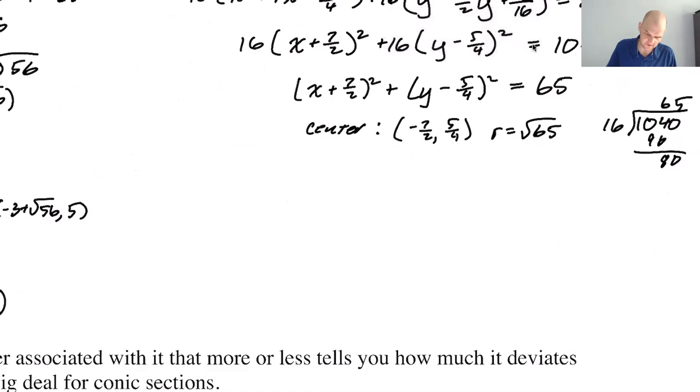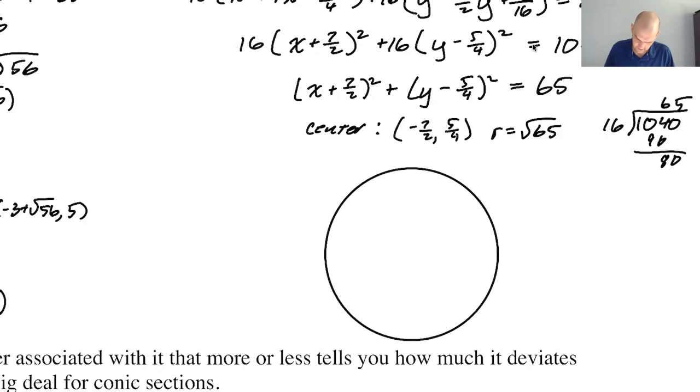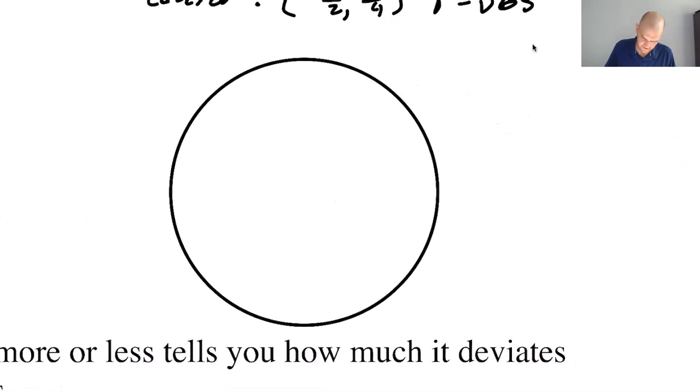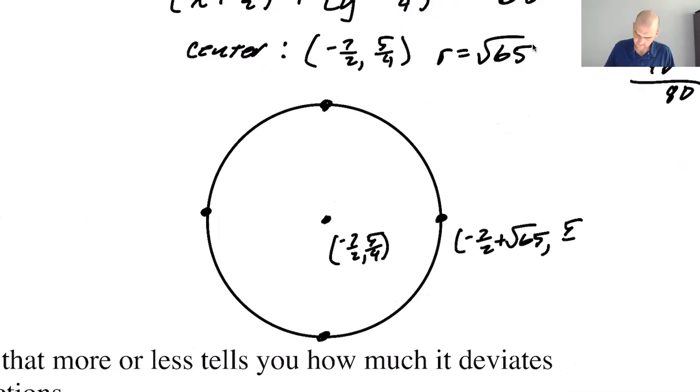Then we're going to do the same thing with the circle, except because I'm going into it knowing that, I'm going to start weird. Make a circle, and then I'll put the center. And the center is negative 7 halves, 5/4. And then I have these points, 2, 3, 4. So in this one, I add the radius to the x value. So plus radical 65 and 5/4. Here I add it to the y value, negative 7 halves, 5/4 plus radical 65.